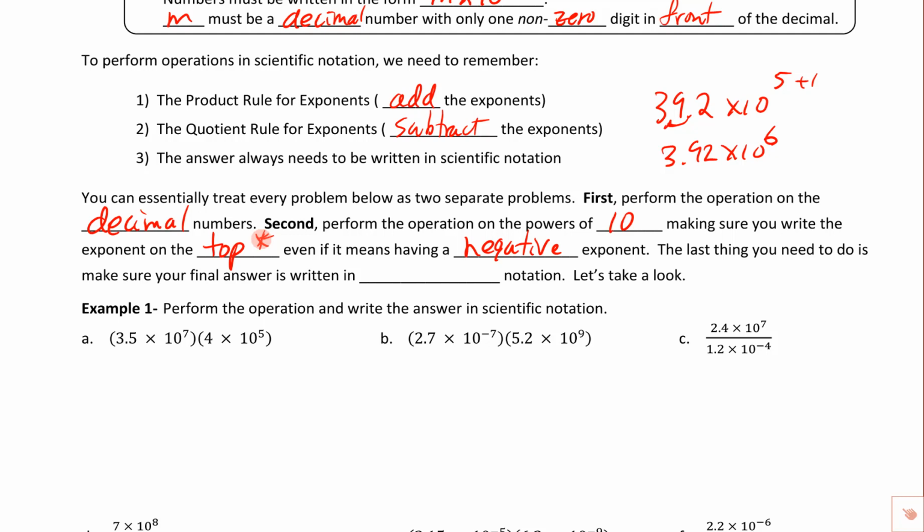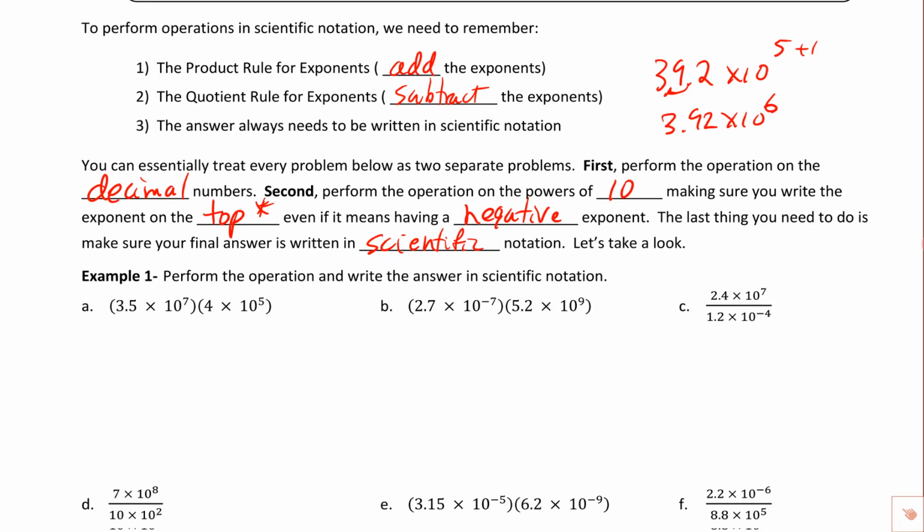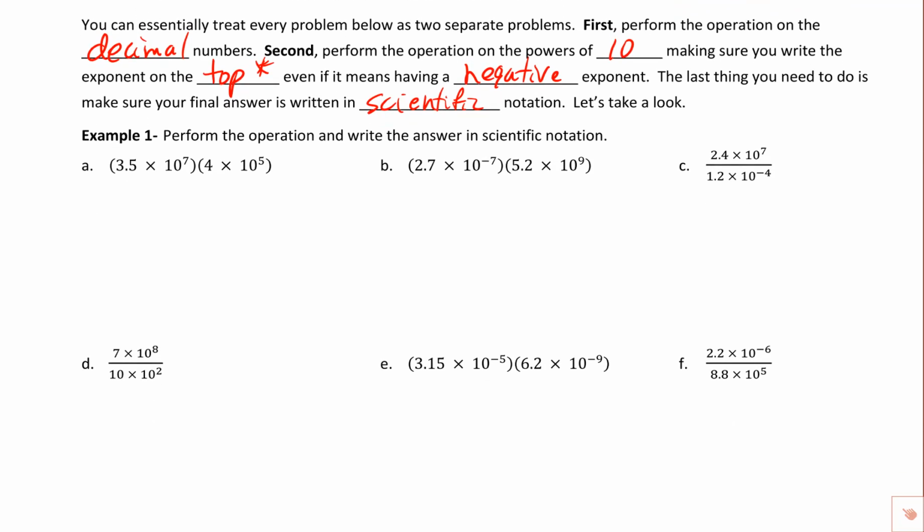Okay, and the last thing you need to do is make sure that your final answer is written in scientific notation, like we mentioned up above. This guy right here would not be acceptable. This one would. We've got to make sure that our answer is written in scientific notation. So let's talk about how to do this using kind of this two-step process.